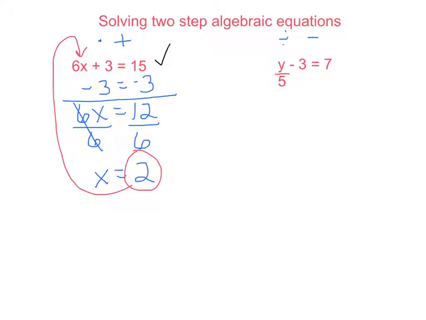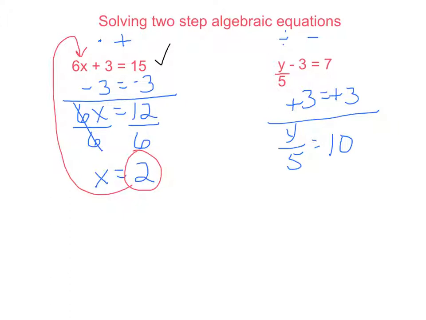On the second equation that I have, y divided by 5 subtract 3 is equal to 7, the very first operation I am going to be getting rid of is the subtract 3. So I'm going to add 3 once again to both sides. If I add 3 to both sides, on the left-hand side I'm just left with y divided by 5. On the right-hand side I'm left with 10.